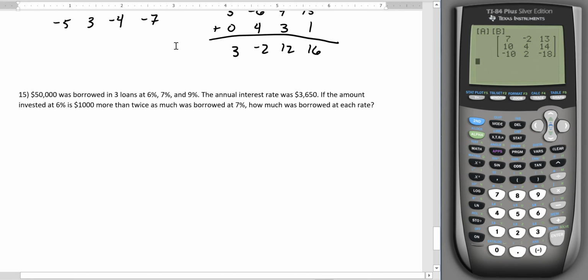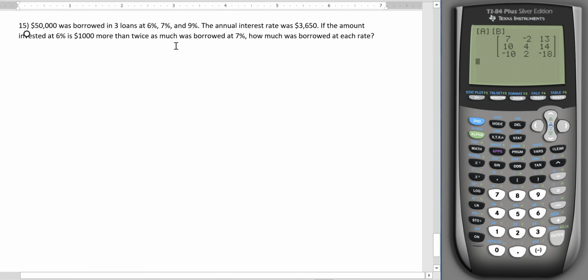All right, last problem here, number 15. 50,000 was borrowed in 3 loans at 6%, 7%, 9%. The annual interest was $3,650. If the amount invested at 6% is $1,000 more than twice as much as was borrowed at 7%, how much was borrowed at each rate?